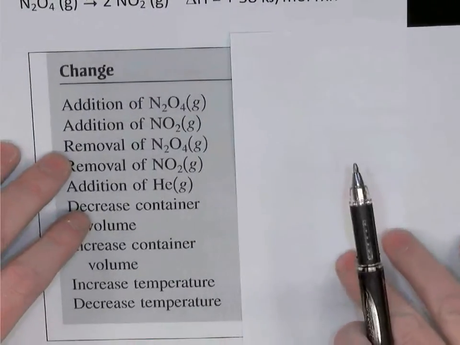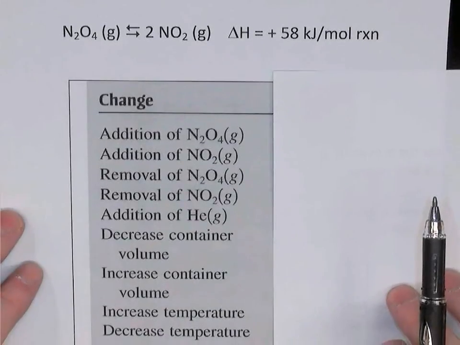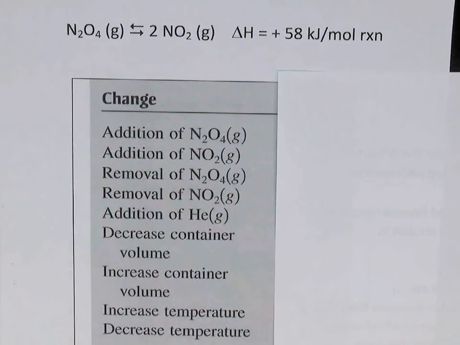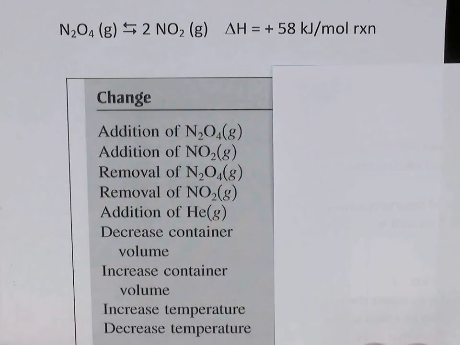All right, let's just see if you fully understand. Here is a reaction at equilibrium, N2O4 decomposing to make two NO2s, and delta H is positive 58 kilojoules per mole of reaction. Here are several changes, several stresses. Can you predict the direction that the reaction will shift, if at all, in response to each change? Pause the video and see if you can do that.